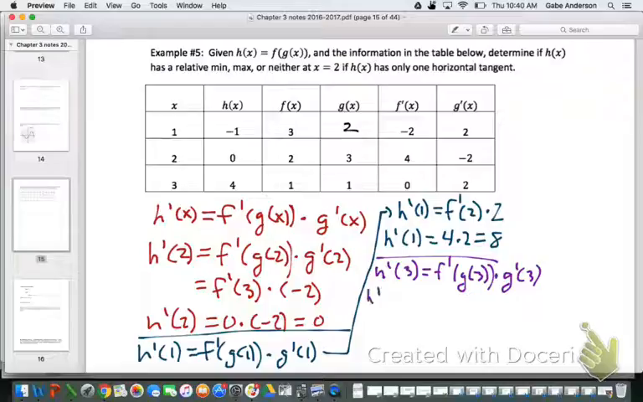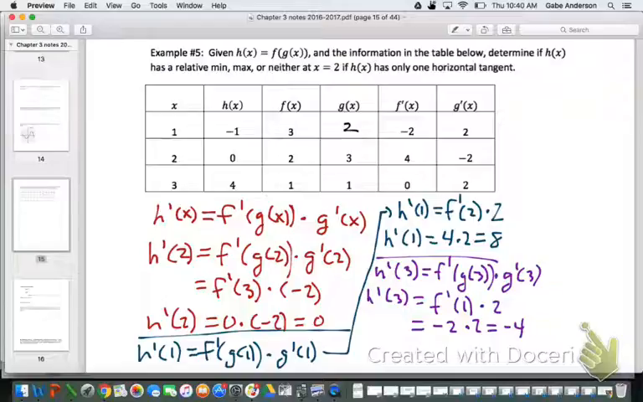Okay, so h prime of 3 equals f prime of 1 times, what was g prime of 3? 2, okay. So then the final step here is figuring out f prime of 1. Negative 2. Negative 2, okay, so negative 2 times 2, of course, is negative 4. So what's the sign change pattern? H prime went from positive to negative, so we got a relative max at x equals 2.